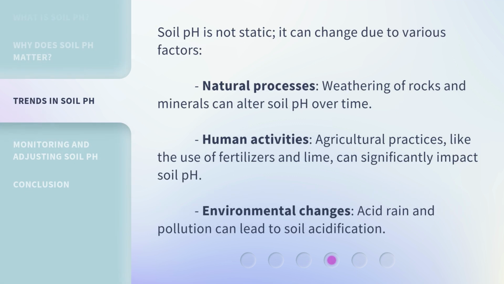Soil pH is not static. It can change due to various factors. Natural processes, such as weathering of rocks and minerals, can alter soil pH over time. Human activities, such as agricultural practices like the use of fertilizers and lime, can significantly impact soil pH. Environmental changes, such as acid rain and pollution, can lead to soil acidification.